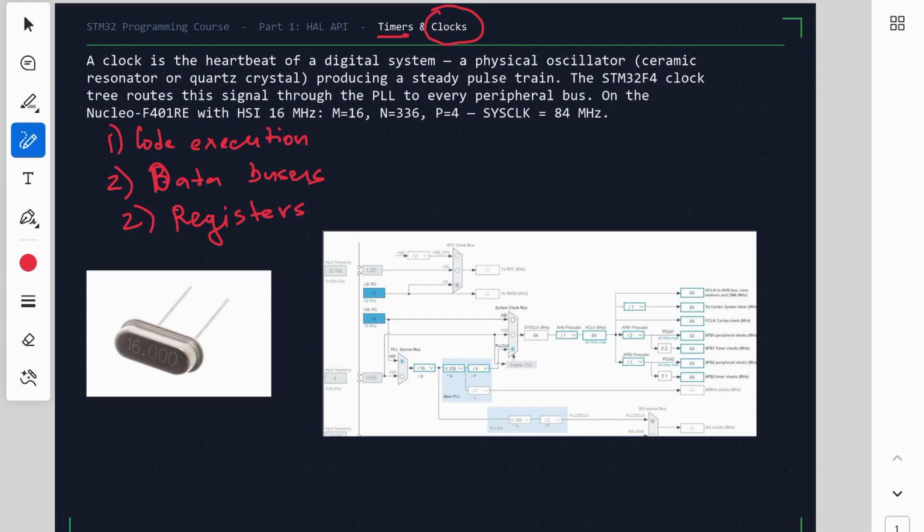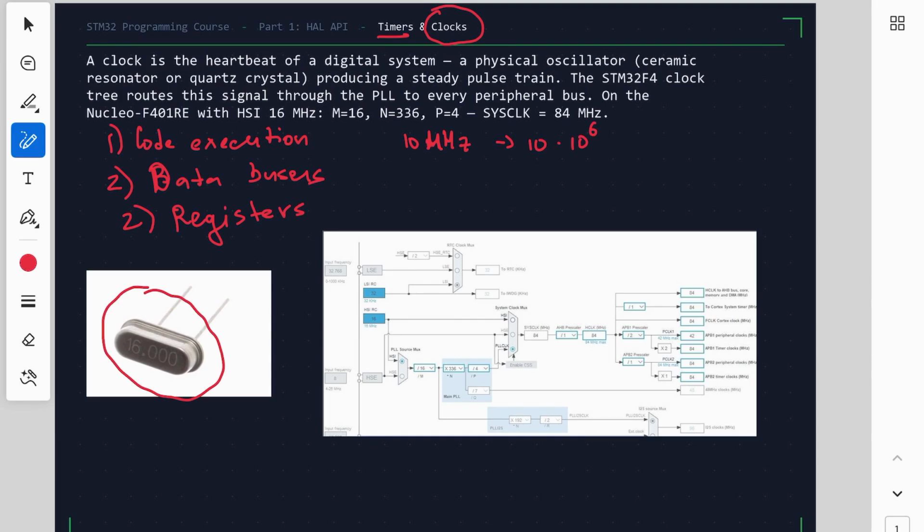So the clock is a physical oscillator. It can be a ceramic resonator or quartz crystal, or it could be a simple RC circuit that generates a stream of pulses at a constant frequency. So if we have a clock running at 10 megahertz, it has to be capital M, 10 megahertz, it means that it generates 10 million pulses per second. So if we have a digital system running at 10 megahertz, it can execute 10 million instructions per second.